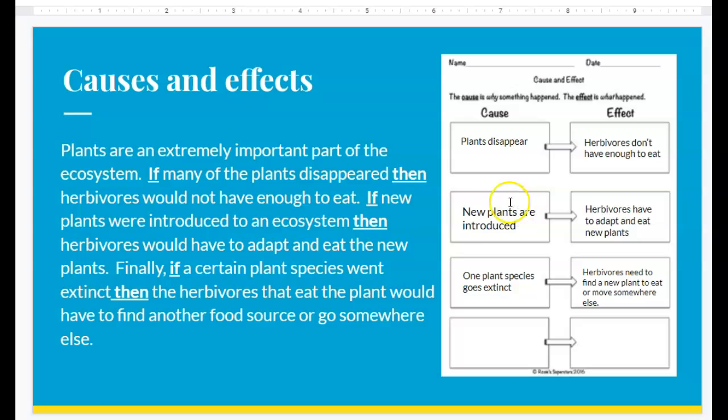Another cause, new plants are introduced into an ecosystem. Well, what's the effect of that? Herbivores have to adapt and eat new plants. A final cause, one plant species goes extinct. Well, what happens then? Herbivores need to find some new plant to eat or move somewhere else. So here we have three separate causes, right? They're not really related, they're just three separate things, and each of them has a different effect. So that's one way to think about cause and effect.